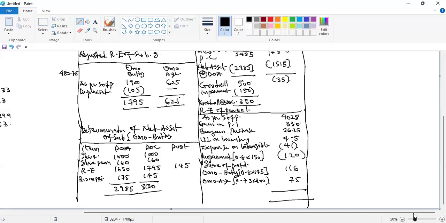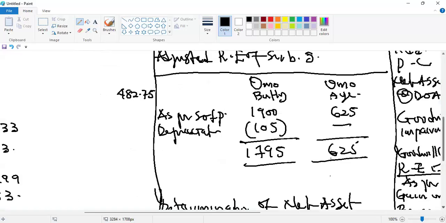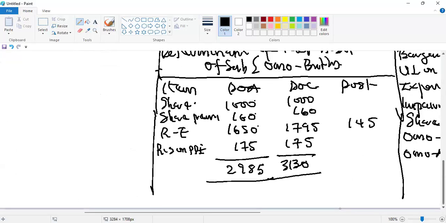102.28 plus 330 plus 26.25 plus 4.5 minus 41 minus 120 plus 116 plus 75. I have 41. Please help me confirm the figure.